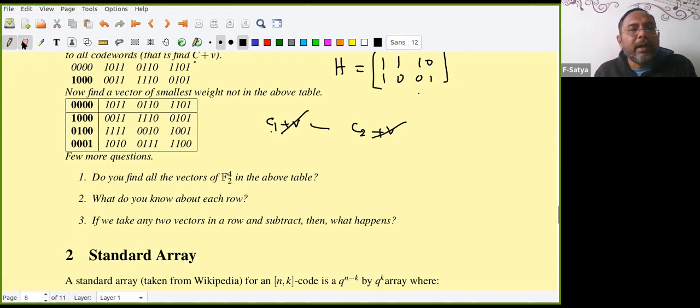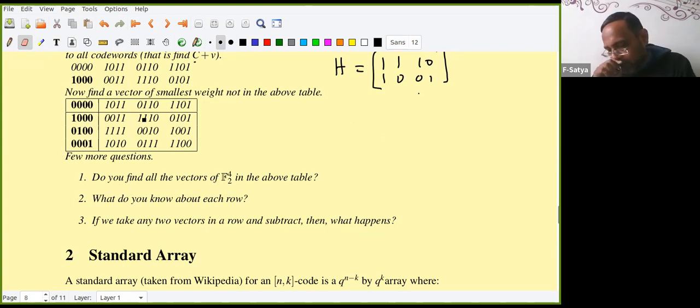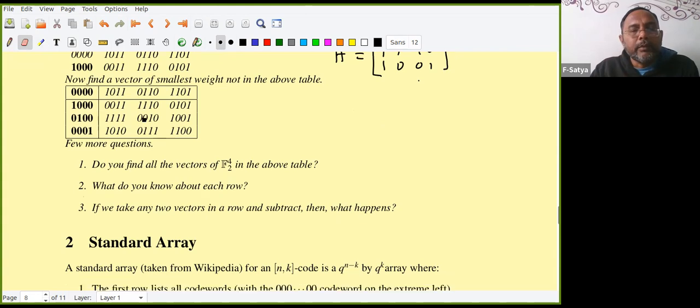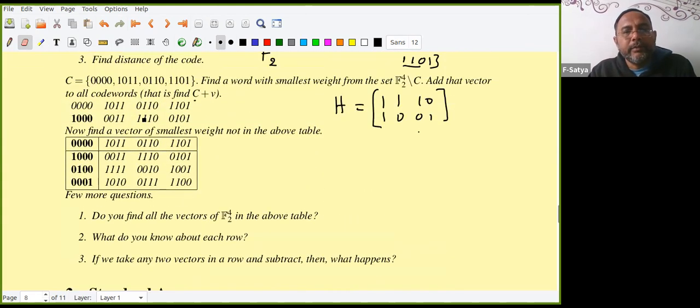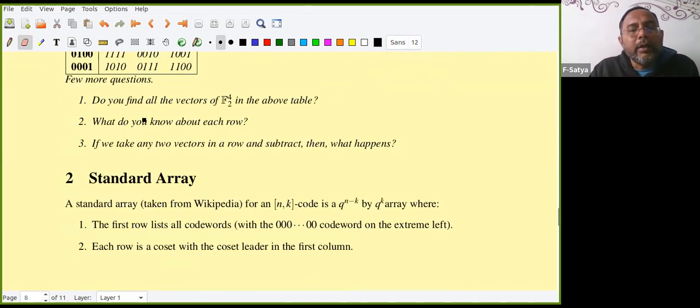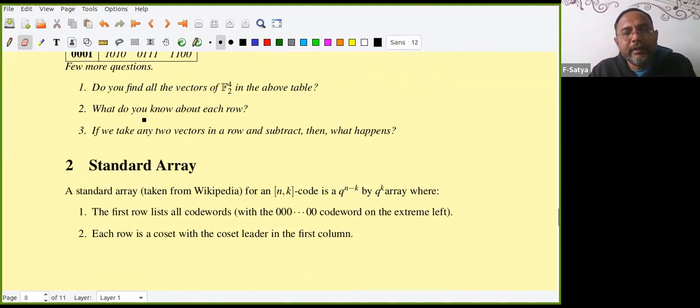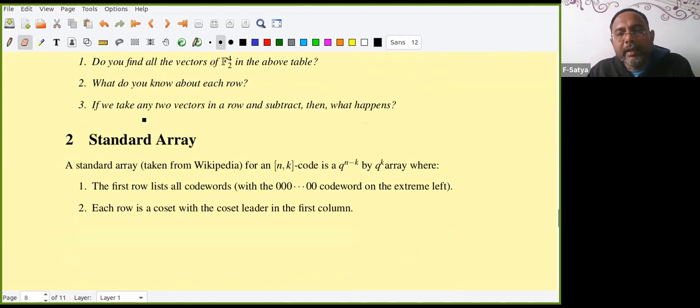In linear algebra or even groups, everywhere you know the business of cosets, right? So if you take any two vectors in a row and subtract, then it is a code word. You'll get the first row. This is called a standard array. Later we'll see why we are doing all these things. The standard array I have taken from Wikipedia.